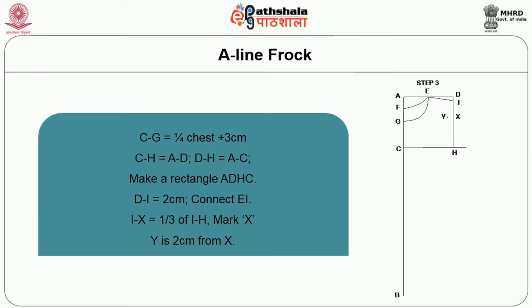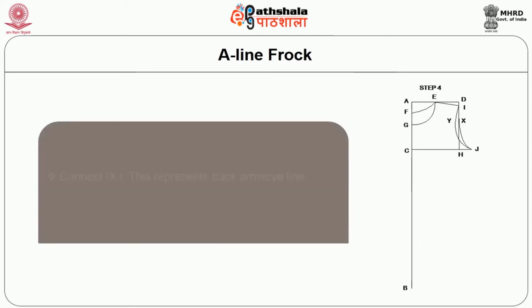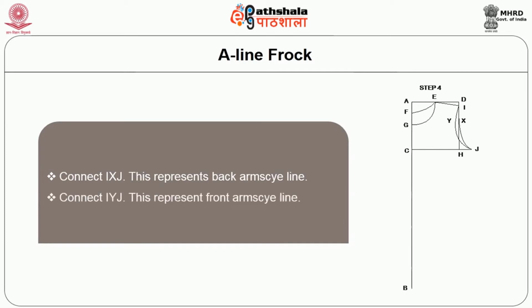DI is equal to 2 cm. Connect EI as shown. This is the shoulder slope. IX is 1/3 of IH and mark X on that line. Y is 2 cm away from X. Connect IXJ as shown. This represents the back armscye line. Connect IYJ as shown. This represents the front armscye line.